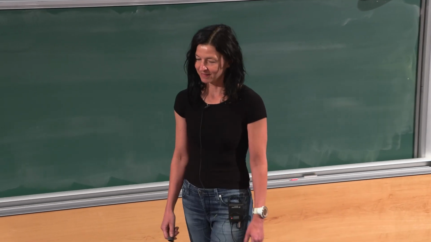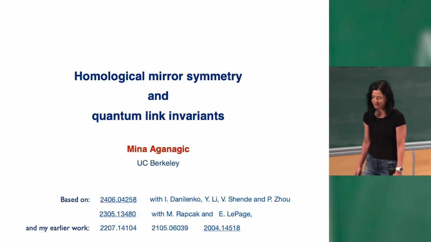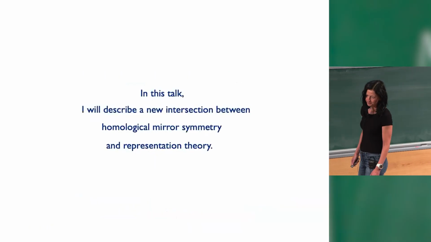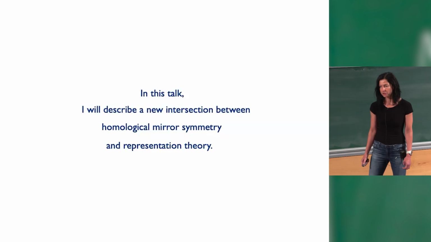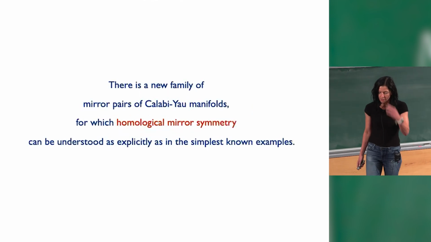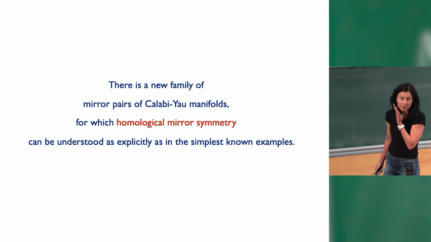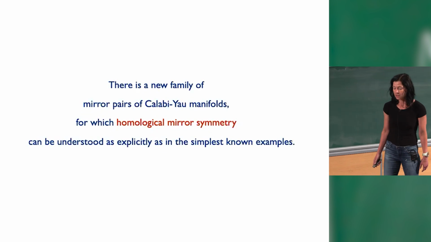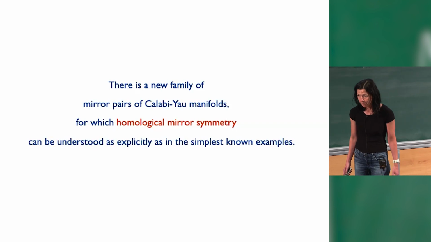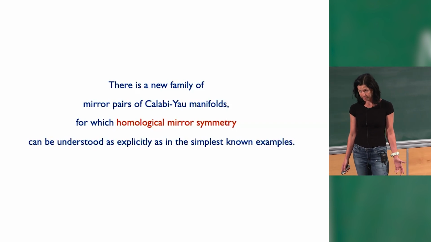This is obviously about another slice of Maxim's work about homological mirror symmetry. More precisely, it's about a new intersection of homological mirror symmetry with representation theory. So there's a new family of mirror pairs of Calabi-Yau manifolds for which homological mirror symmetry can be understood explicitly, as in the simplest known examples.